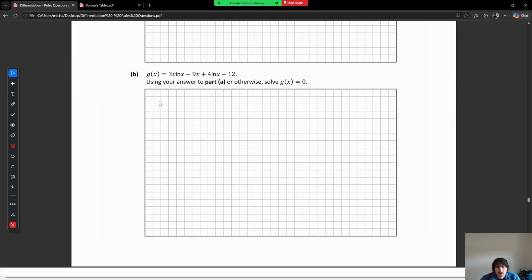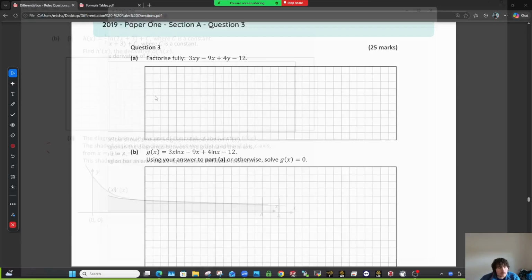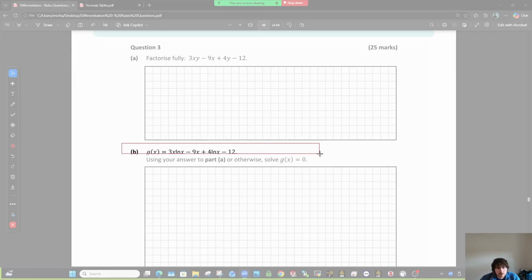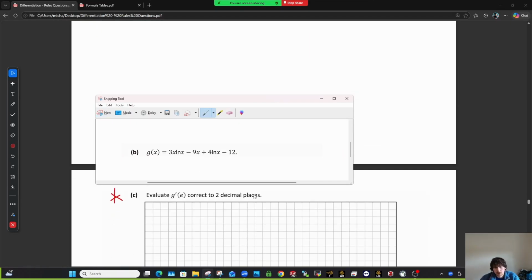What do you want me to get here? G dash E. Okay, so I'll take down G of X here and get G dash E. So we need to get G dash X first of all.